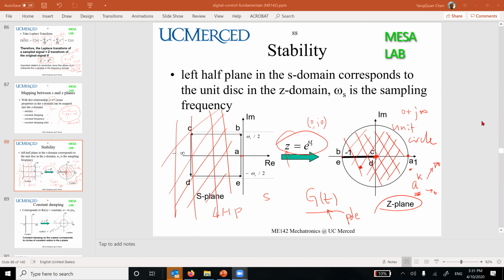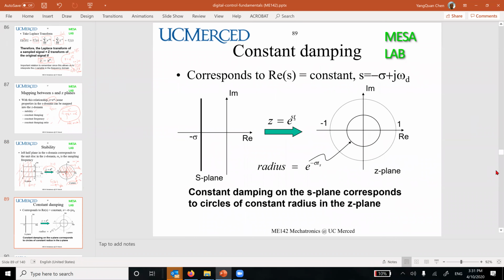So let me go to the next page. Can you take a look? So what is a constant damping?